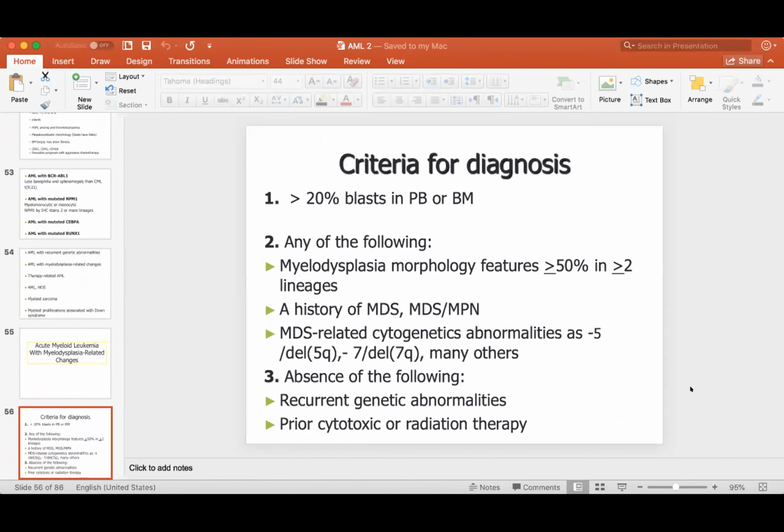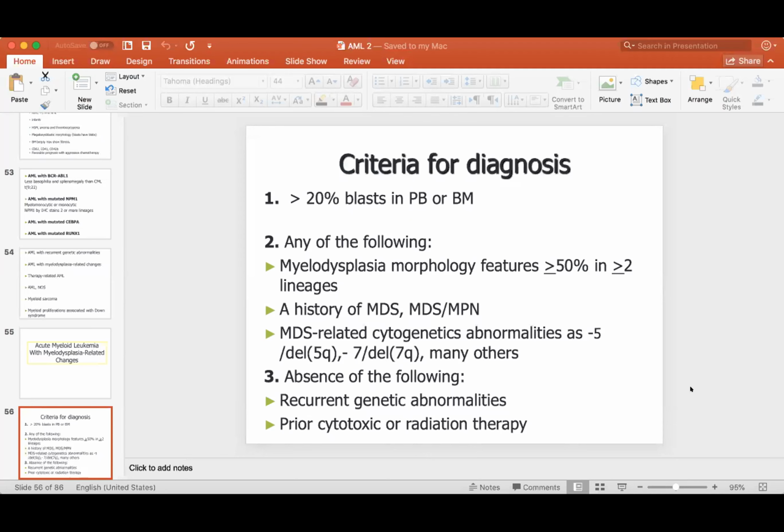And I'll skip number 2. Number 3 says that you have to have absence of prior history of treatment or radiation, meaning that there is no history of therapy for any types of cancers, including hematological cancers or disorders. Otherwise, it will be called a therapy-related AML. And also, it cannot fit any of the types that we mentioned before, the AMLs with recurrent genetic abnormalities. So absence of the genetic abnormalities, absence of history of treatment, and then more than 20% blasts with any of the following.